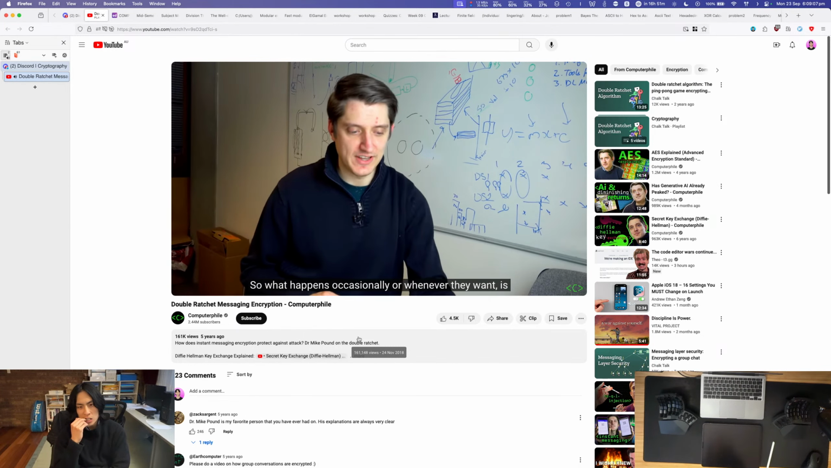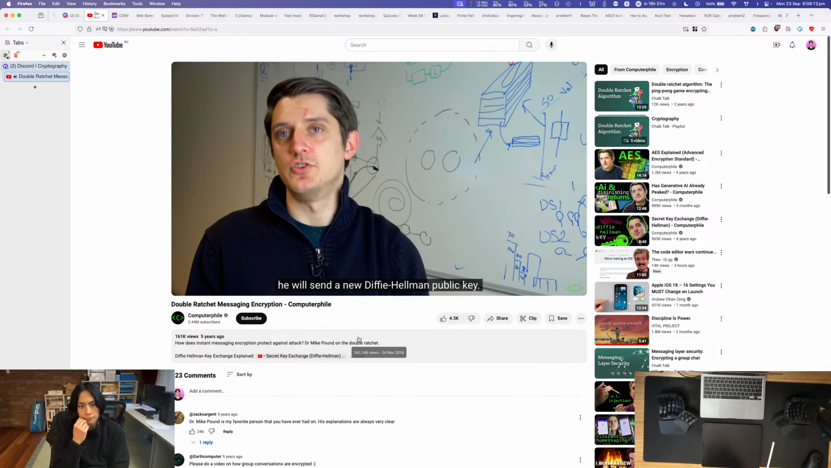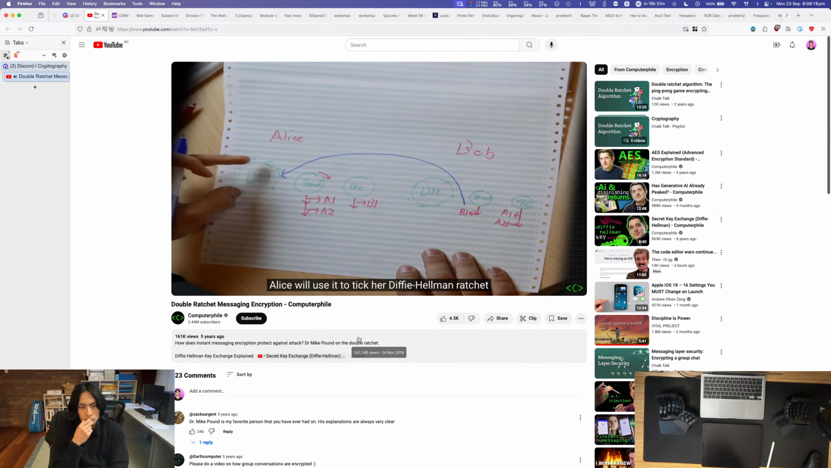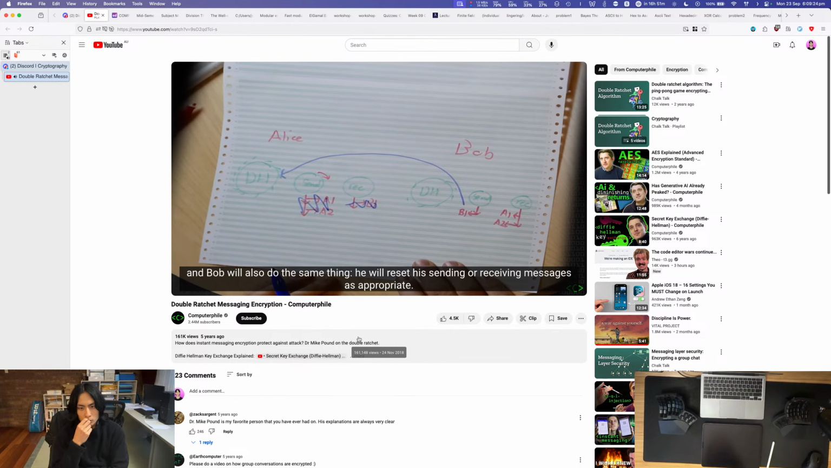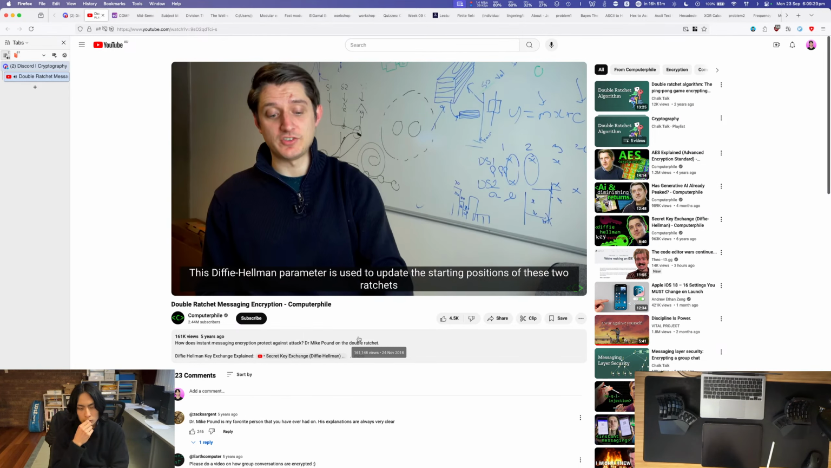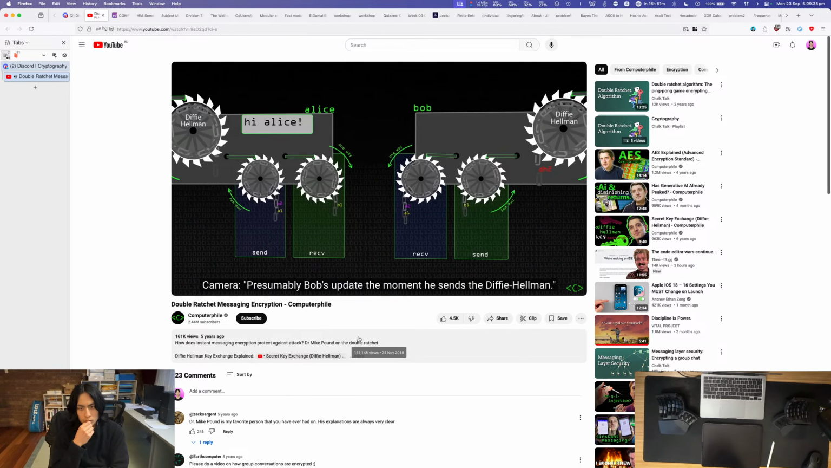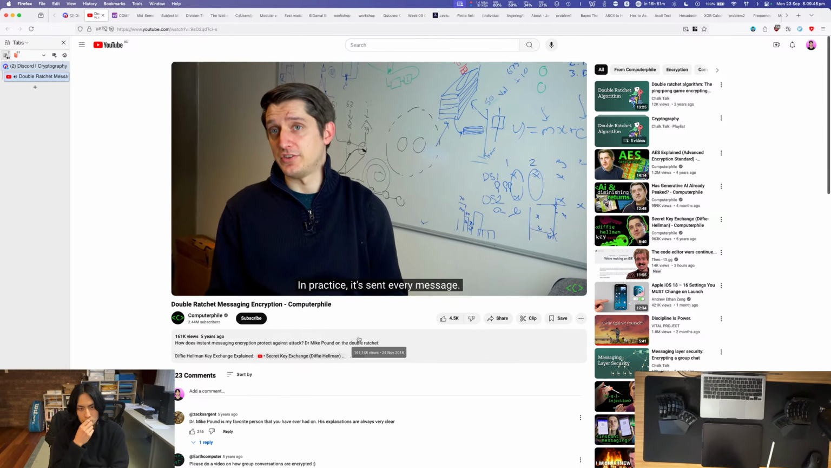So what happens occasionally, or whenever they want, is as part of one of Bob's messages, he will send a new Diffie-Hellman public key. So this will come over here like this. Alice will use it to tick her Diffie-Hellman ratchet, and that will reset these messages, right? And Bob will also do the same thing. He will reset his sending or receiving messages as appropriate. This Diffie-Hellman parameter is used to update the starting positions of these two ratchets, and then they continue with their messages. Presumably Bob's update the moment he sends the Diffie-Hellman. That's right. So he will have already done that, so that he can then send B1 using the latest Diffie-Hellman pair. So they can send these every message if they want, or hardly ever. In practice, it's sent every message.